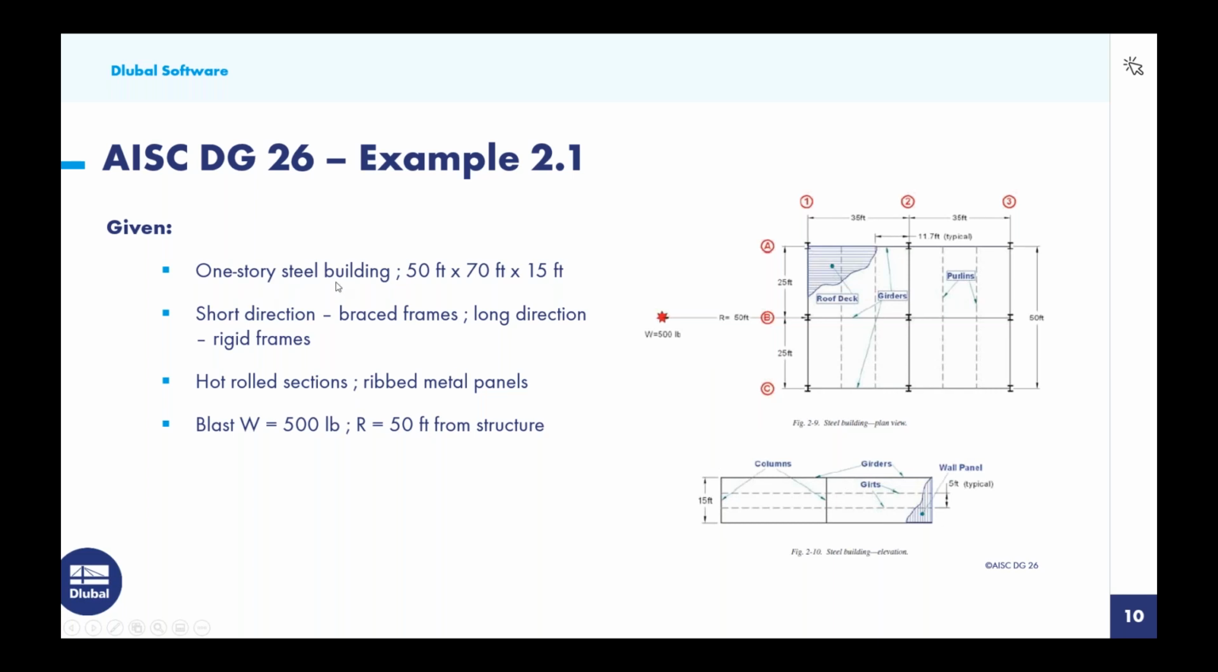It is a 1-story steel building and the dimensions include a 50-foot width, a 70-foot length, and then we have 15 feet in height. In the short direction, we will have braced frames, and in the long direction, we have rigid frames. Everything will be composed of hot rolled steel sections, and then for my roof deck as well as my wall panels, we will be modeling ribbed metal surfaces here. Now, the blast load will take place, and we can see that indicated over here on the left, with a charge weight of 500 pounds, and it is 50 feet away from the structure. So we can see it's normal to this front short face here.